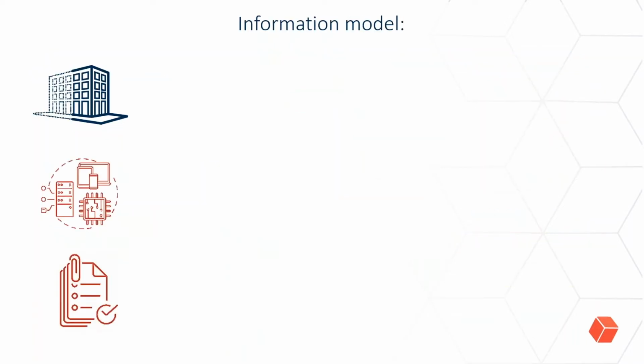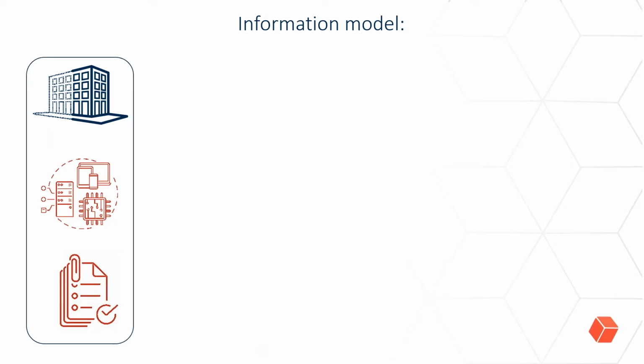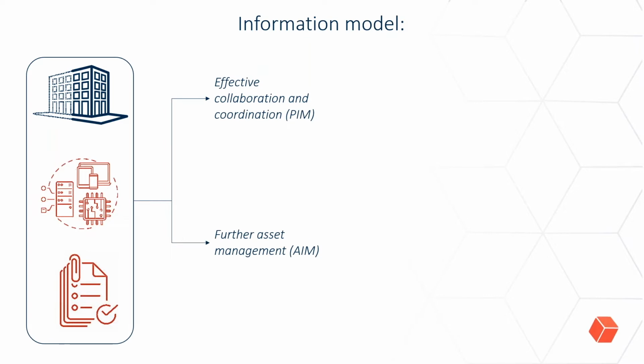Then just lastly, if you're looking at this and going, oh, so many things to remember, what if I don't do this, or what if I don't do this? All three of these things, graphical model, asset data, documentation, are definitely needed for effective collaboration and coordination in those project information model stages. And all three of these are also definitely needed for further asset management, or if you wanted to do asset management based on that model and develop it further.